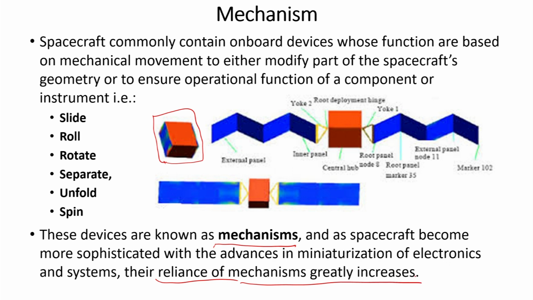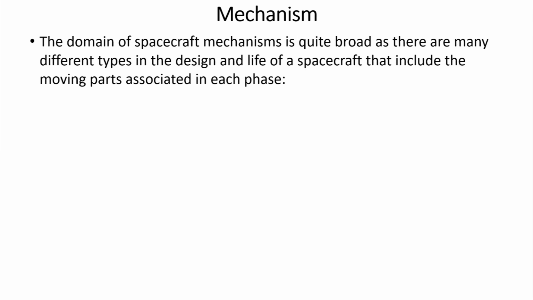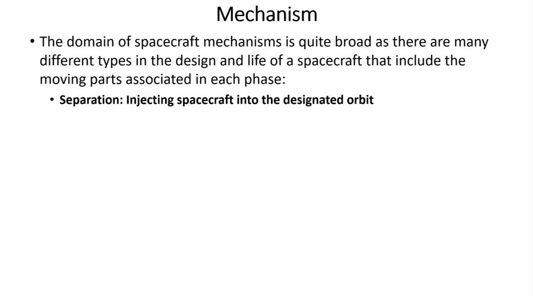So all these mechanisms should be very reliable, otherwise it can cause a mission failure. Suppose the deployment of the antenna or the deployment of the solar panels does not happen. This will lead to the failure of the satellite. Okay. So we will not discuss all of it, it is a very broad topic, we will discuss only a few important phases. The first phase is the separation.